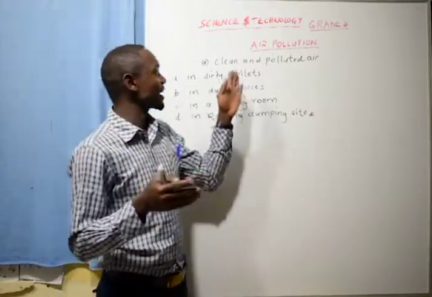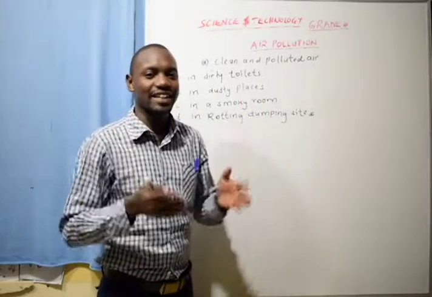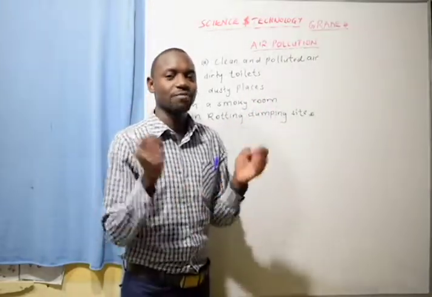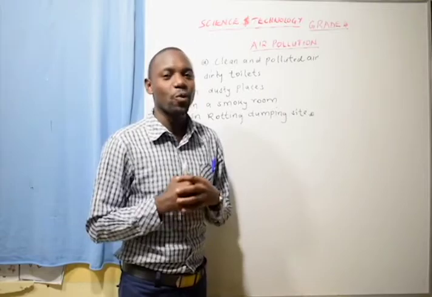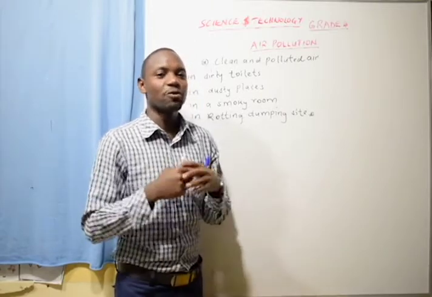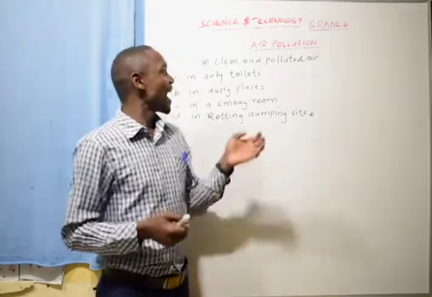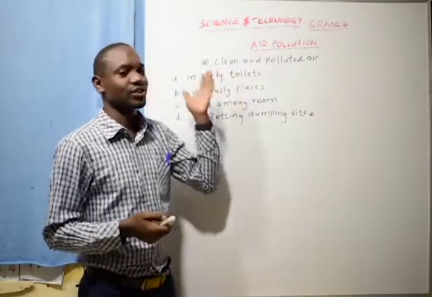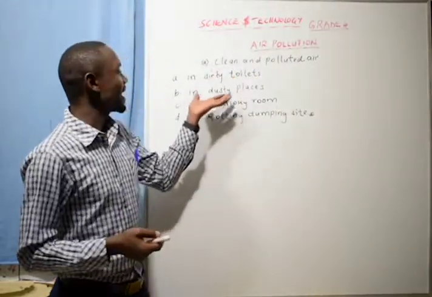So, clean air is found in clean toilets. That is toilets which have been well scrubbed, well washed. We have flushed water, and polluted air is found in dirty toilets. Then also compare dusty places.